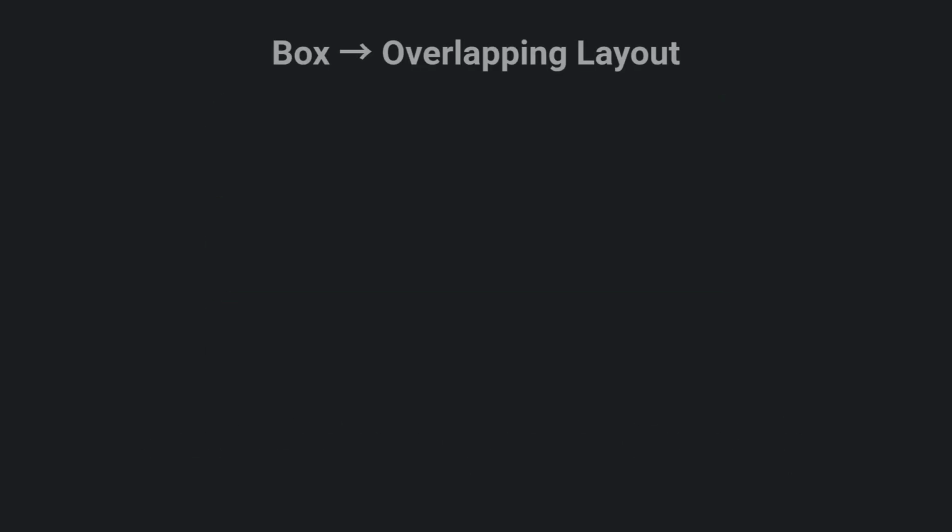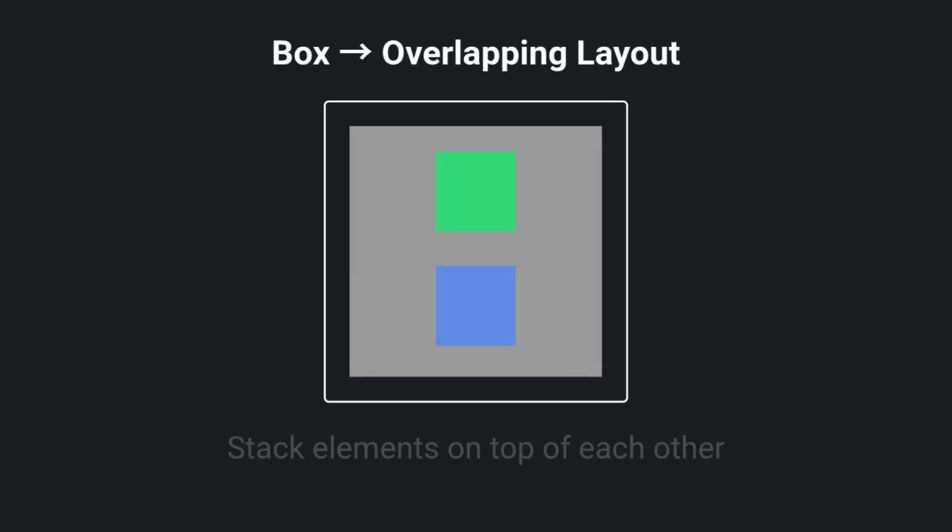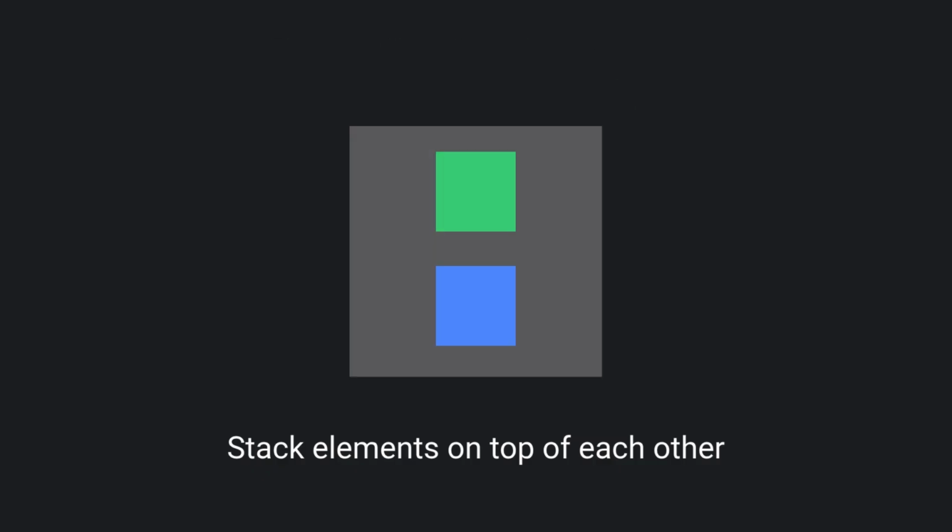A Box allows us to place items on top of each other. Think of it as a stack of layers. This is very useful for overlays, badges, or background images with text on top.